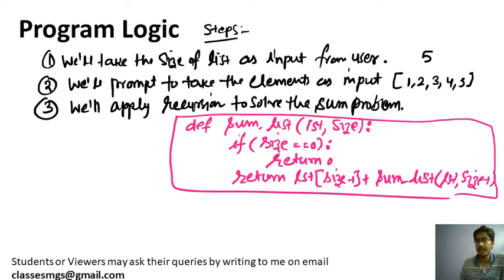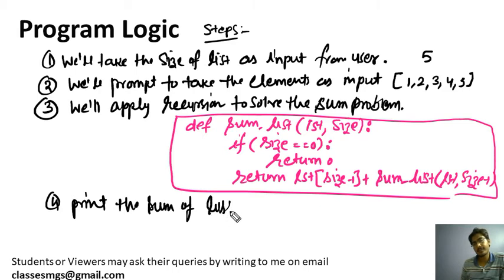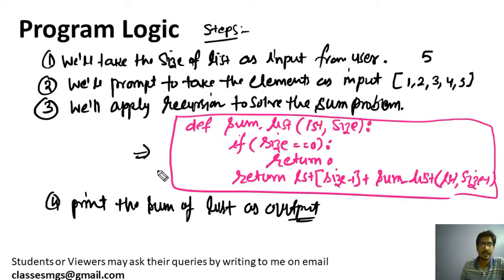And then at the last step what will we do? Print the sum of the list as output. So this is a very simple step. This is how we will write this program. So let me write the Python code here and explain to you, and then we will write it in the editor and see the demonstration.